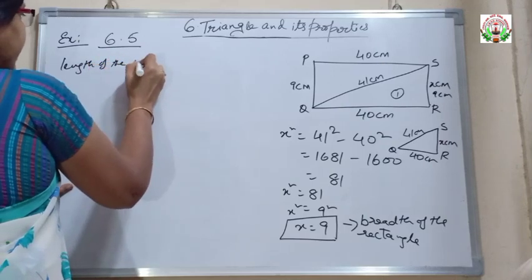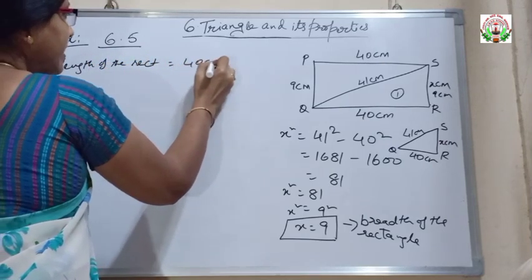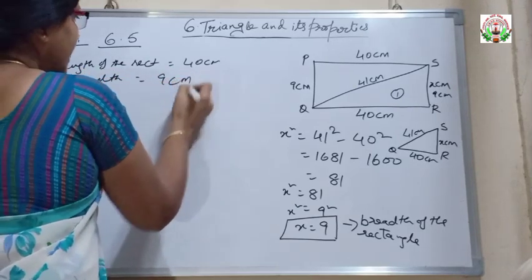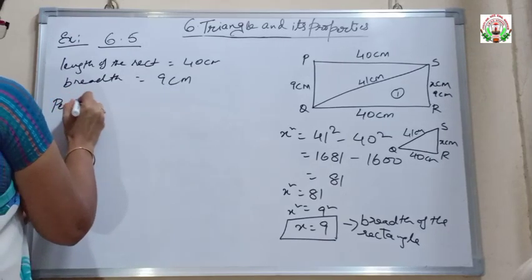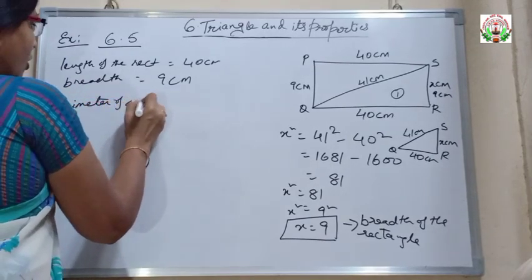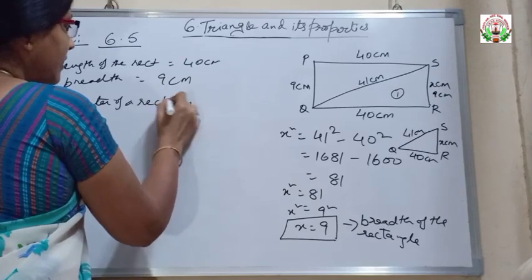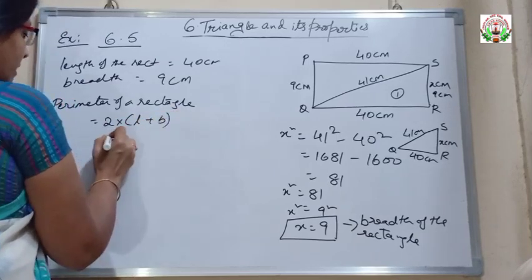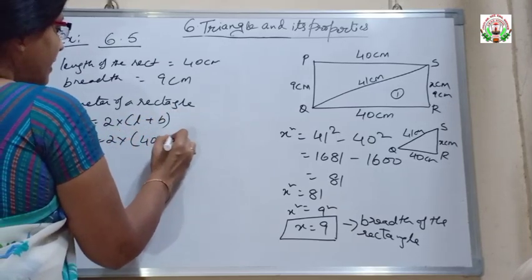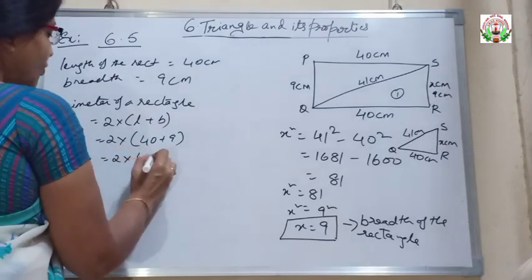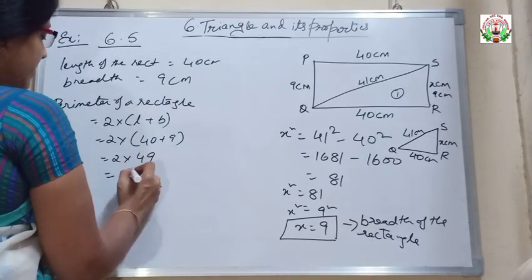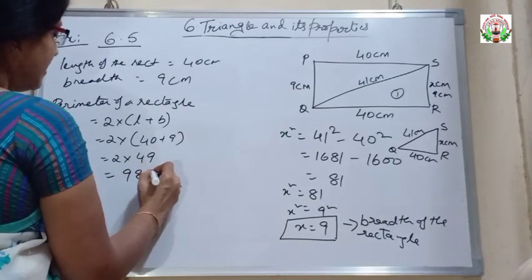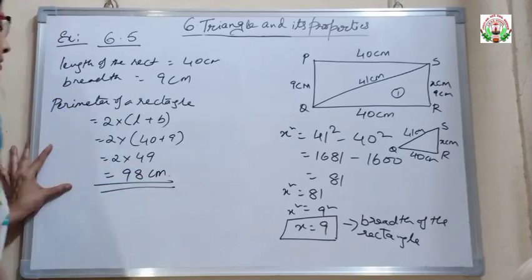The length of the rectangle is 40 centimeters, and the breadth we have got as 9 centimeters. So the perimeter of a rectangle is 2 into (L plus B), that is 2 into (40 plus 9), that is 2 into 49, it is 98 centimeters. So this is your answer.